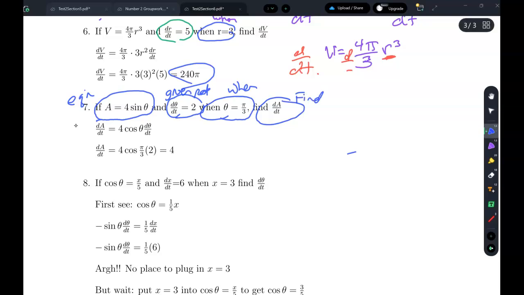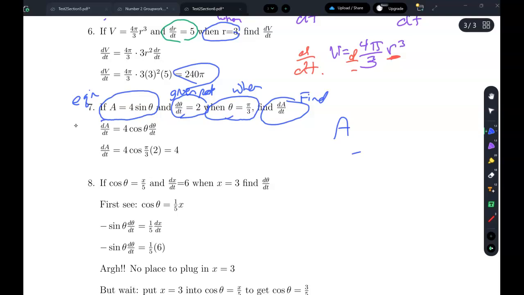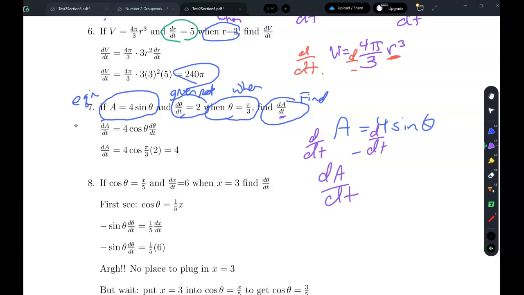Okay, so let's take my equation. So A equals 4 sine theta. I'm going to take the derivative with respect to t on both sides because I can see that this left-hand side is just dA over dt. This right-hand side, I carry the 4, take the derivative of the sine, which is cosine, carry the angle along, and then don't forget, take the derivative of the angle with respect to t. And that's what this is.